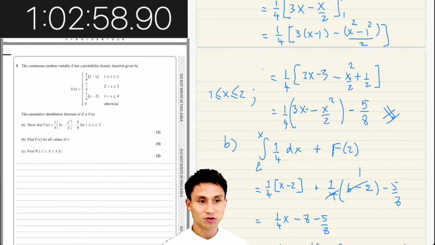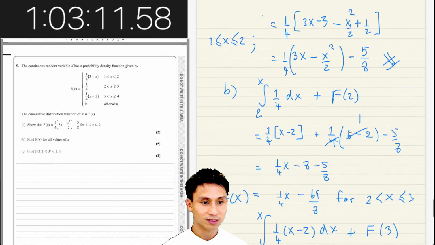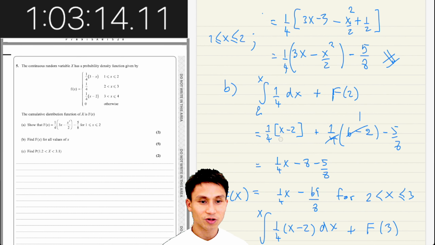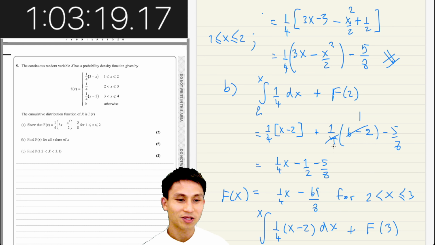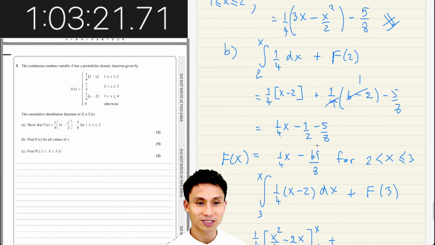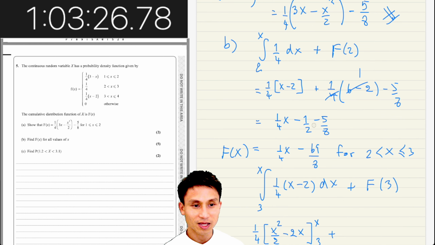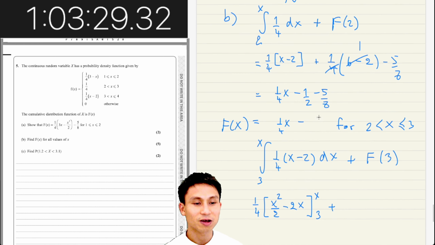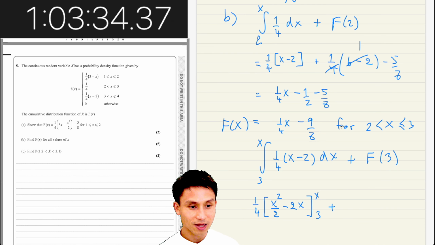Wait, so if I substitute 2 in here, what do I get again? 6 over 2 is 4. 1 over 4 is 1, so that's 1 minus. Oh no, 1 over 4 times minus 2 is 1 over 2. Look at that, that's not good, that's a silly mistake. Yeah, so that instead would be minus a half minus 5 over 8, which would be minus 9 over 8, right? Yeah, I'm happy with that.